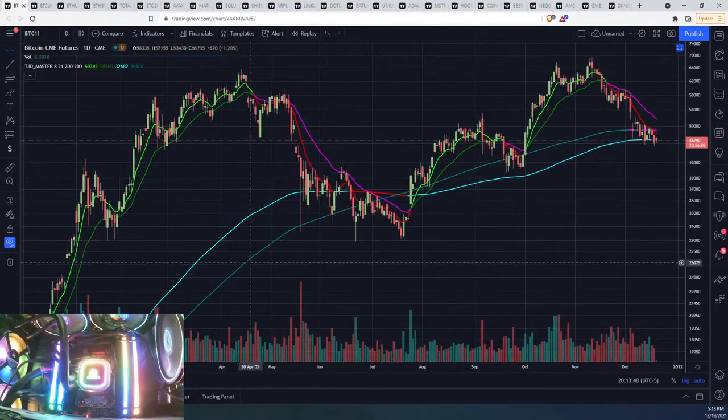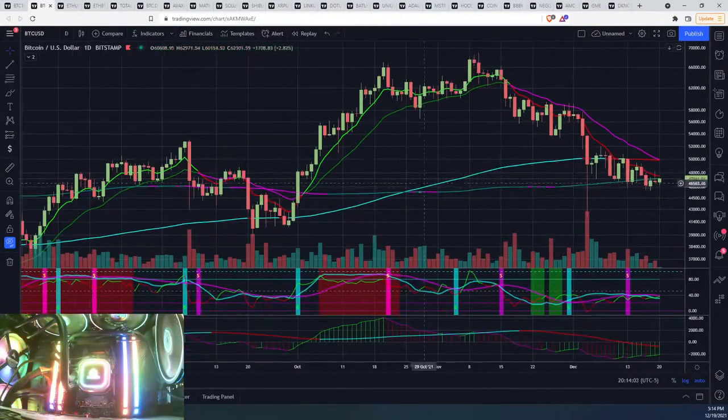I'm going to switch over real quick. This is the Bitcoin futures chart. And we can see here that the 200 exponential moving average was on top and now it is on bottom. And then the 200 simple moving average was on bottom and now it is on top. Now I want to switch over to the spot market and we're going to see that difference in full action.